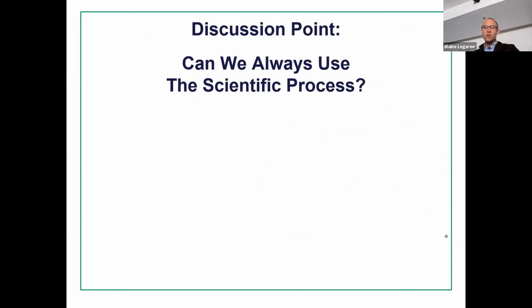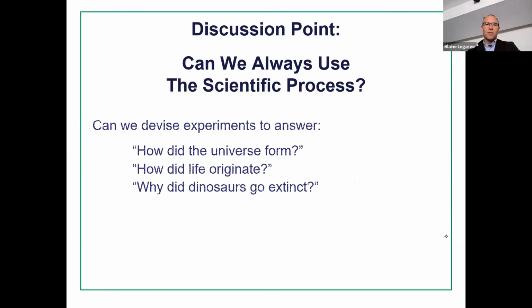Can we always use the scientific process? What about these kinds of questions? Let's look at that one about the dinosaurs. Unfortunately, we can't just make a planet and put a bunch of dinosaurs on it and see what makes them go extinct. We can't do the experiment.